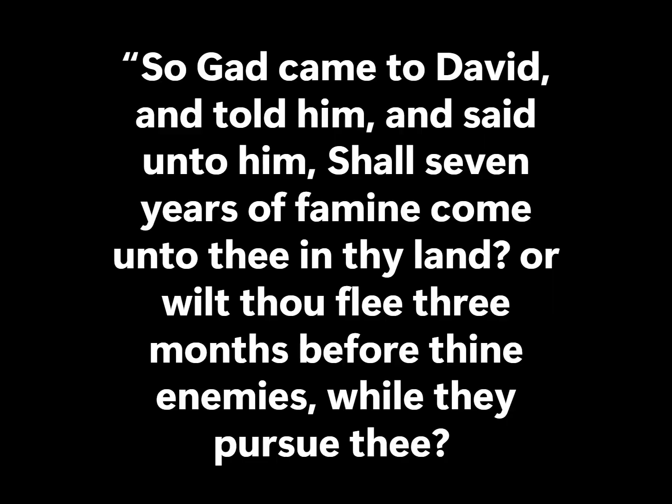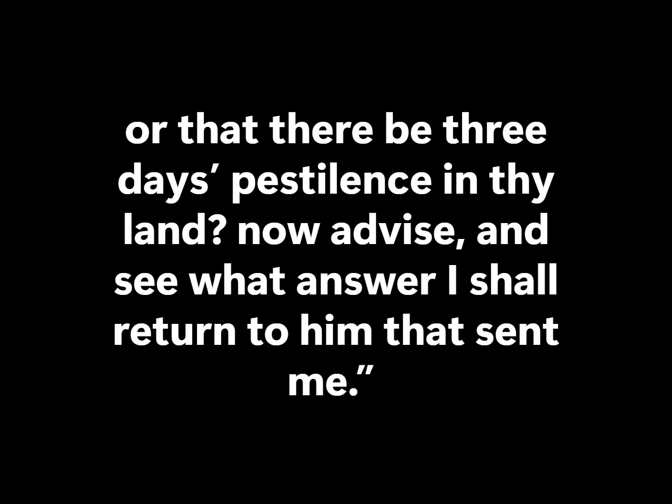It reads, So Gad came to David and told him, and said unto him, Shall 7 years of famine come unto thee in thy land? Or wilt thou flee 3 months before thine enemies, while they pursue thee? Or that there be 3 days pestilence in thy land? Now advise, and see what answer I shall return to him that sent me.